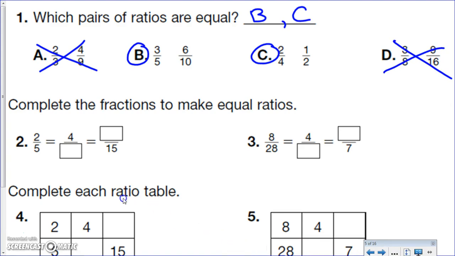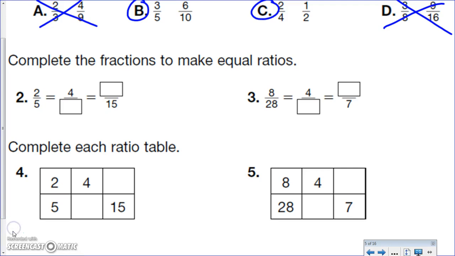For number 2 and 3, they want us to complete the fractions to make equal ratios. So for 2/5, they want us to go to 4 something. So first we have to figure out what they multiplied the top by. So 2 times 2 is 4, so we're going to multiply the denominator by 2 as well. So 5 times 2 is 10. Then for the third one, we always look back at the original fraction. So when we go from 5 to 15, we multiply by 3. So we're going to do the same thing to 2. 2 times 3 is 6.